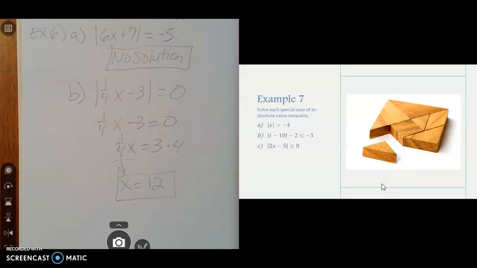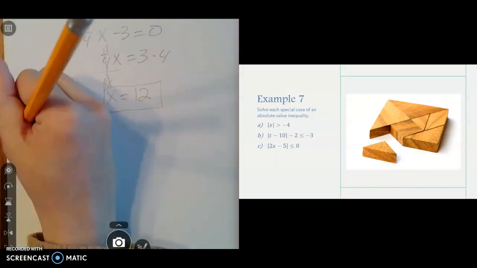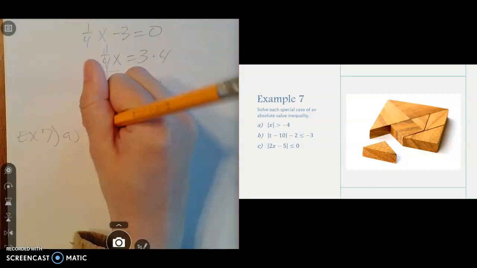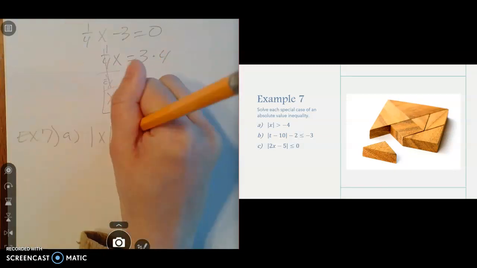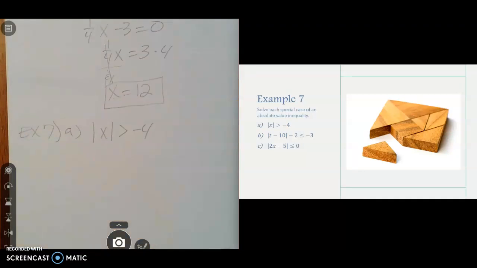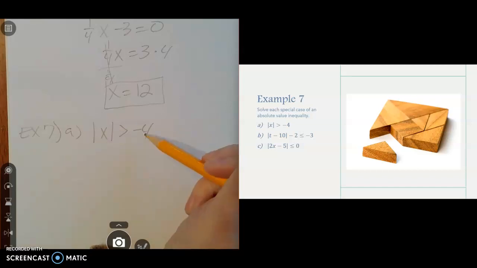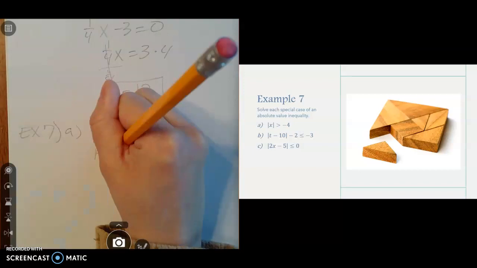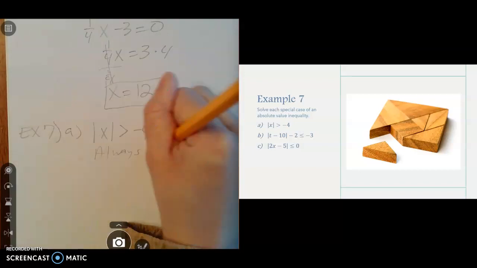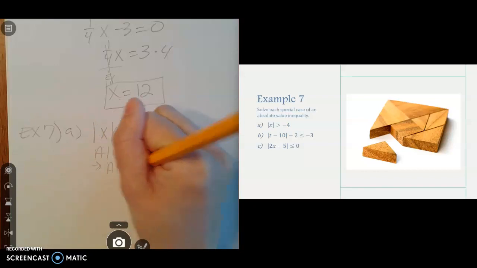All right, let's do some inequalities with special cases. So in example 7, the first one I have for us is the absolute value of x is greater than negative 4. And again, that negative should set off some sort of red flag for you because absolute values aren't going to be negative. So when you say that the absolute value is greater than a negative number, well, of course it is. Absolute values are always positive, and positives are always bigger than negative numbers. So no matter what x you put in, that's going to be a true statement. So basically, this is always true, which means that our answer is going to be all real numbers.